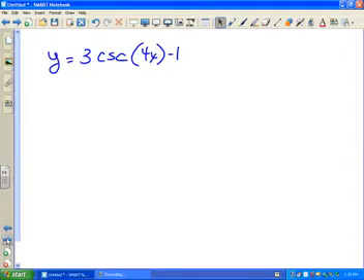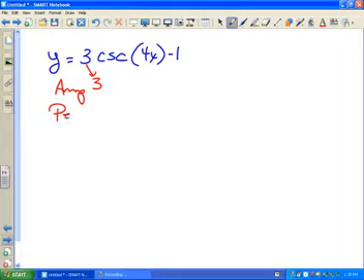All right, so in this case, we are looking for reflection. Do we have it? We do not. So our amplitude is just going to be what? Just 3, this number in front.